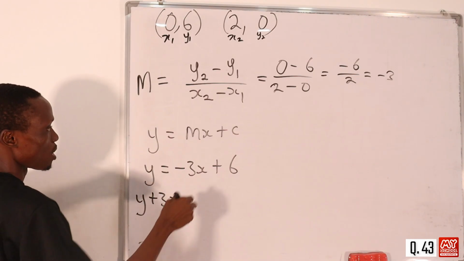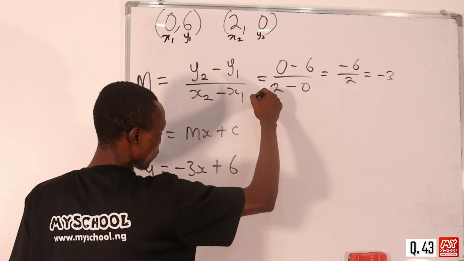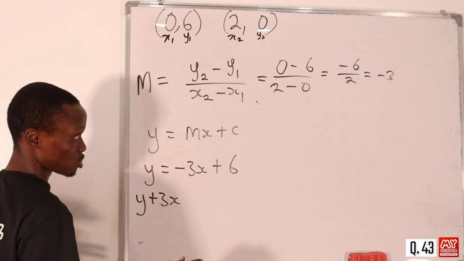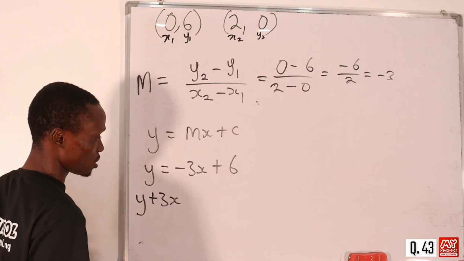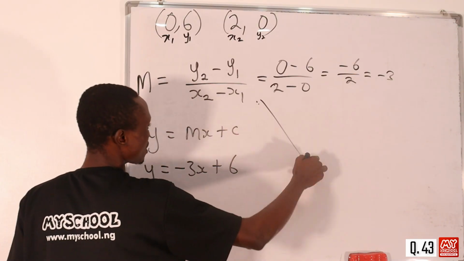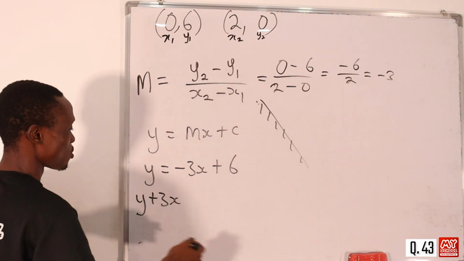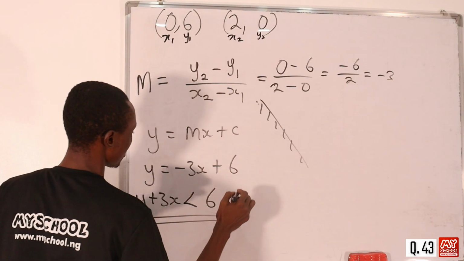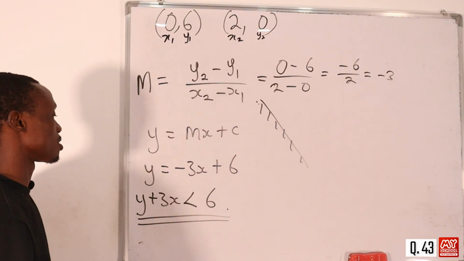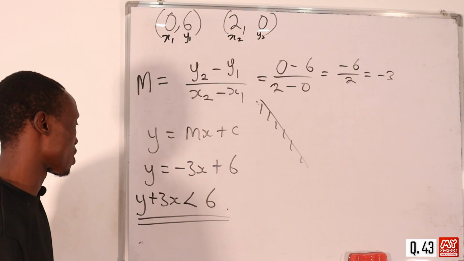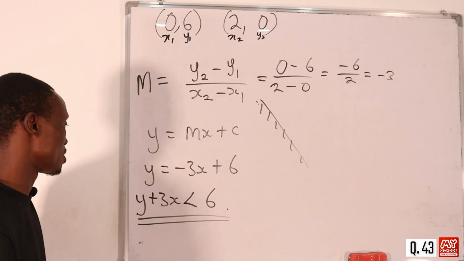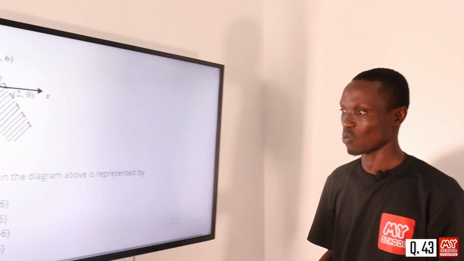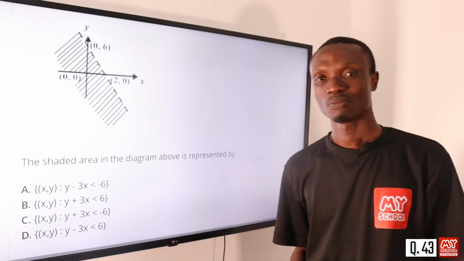Okay, but remember the line of the graph is broken. So when the line is broken, you know that we are not having a straight inequality. And remember that if under the line is shaded, we'll be having less than. So instead of equals, you'll be having less than 6. Okay, so this is the inequality that represents that graph: y plus 3x is less than 6. So let's move over to the board to pick the correct answer to this question, and that is option B.